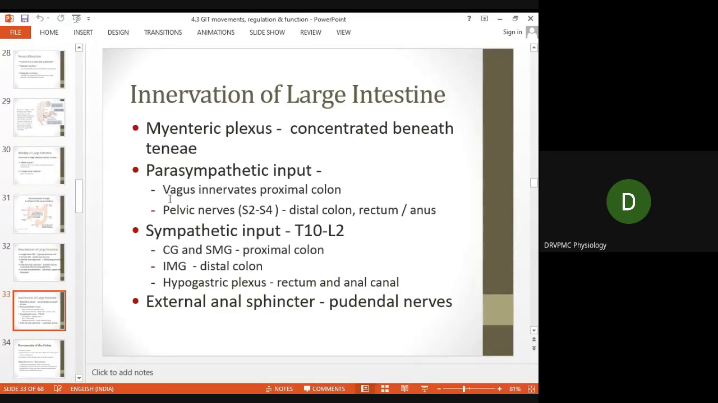Parasympathetic input through the vagus innervates the proximal colon. The pelvic nerves from sacral segments S2, S3 and S4 innervate the distal colon, rectum and anus. Sympathetic input is from T10 to L2.